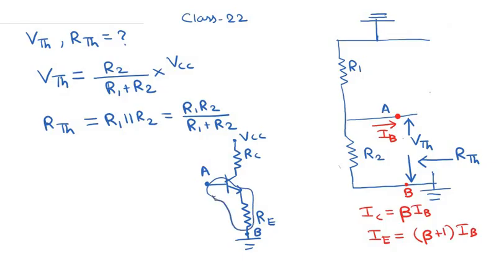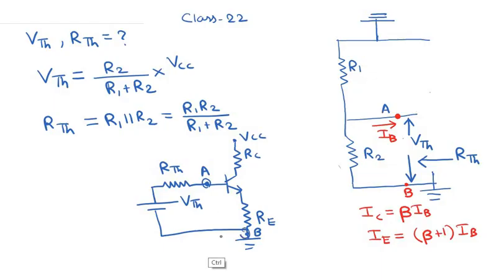So everything else that is connected between point A and point B is basically replaced by Thevenin's equivalent voltage source and Thevenin's equivalent resistor. So we have this resistor RTH, and we have this Thevenin's voltage source VTH, which is basically connected to the ground. Okay, so everything that was connected between point A and point B, excepting the load, is basically replaced by Thevenin's equivalent resistance RTH and Thevenin's equivalent voltage VTH.